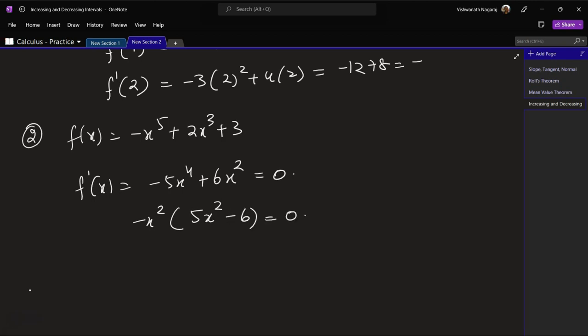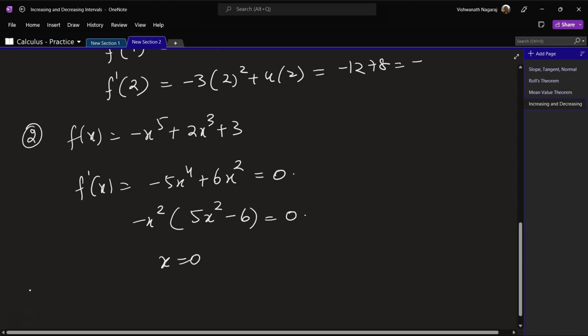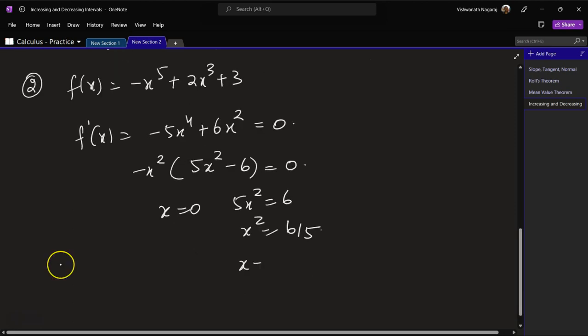Okay, which is equal to 0, which means x equal to 0, 5x square equal to 6, x square is equal to 6 by 5, which means x is equal to plus or minus square root of 6 by 5, which is equal to plus or minus, if we rationalize it, we get root 30 by 5.